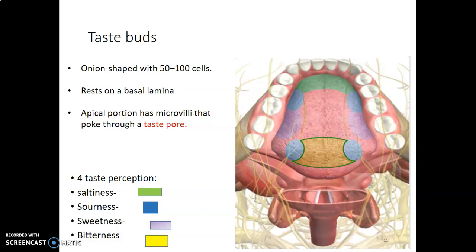So the taste buds are onion shaped. They contain 50 to 100 cells. They usually lie on a basal lamina, and the apical part has microvilli that are within the taste pore. Okay, so we have different types of sensation of taste: saltiness, sourness, sweetness, and bitterness, as well as umami.